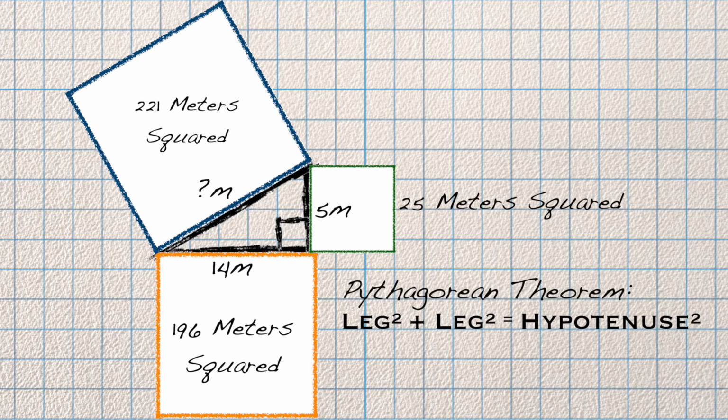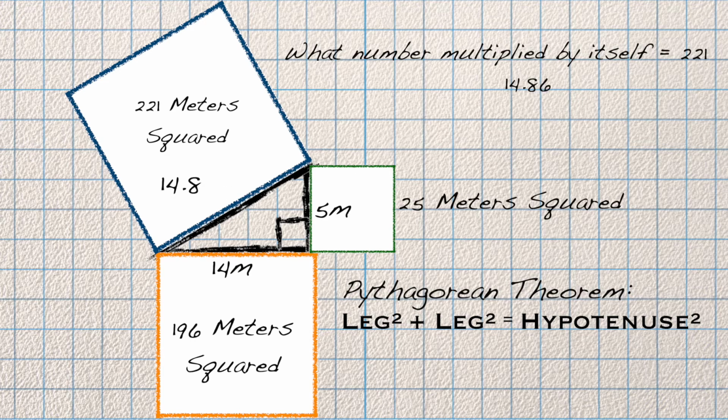So, to find the hypotenuse, we need to find what number, when multiplied into itself, gives us 221. That number is 14.866, since 14.866 times 14.866 gives us around 221 meters squared. So the hypotenuse of this triangle is 14.866 meters.